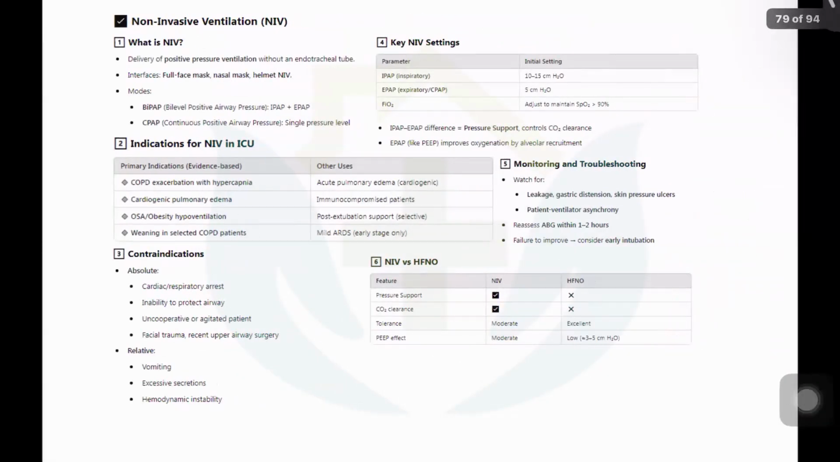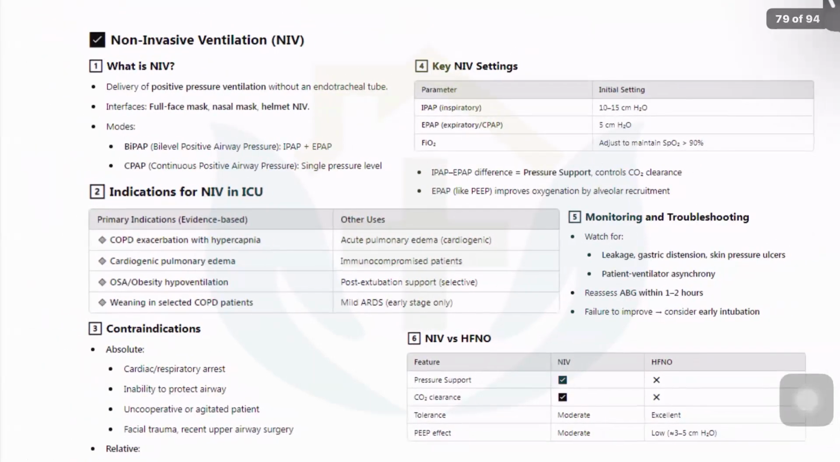Okay. So why NIV? What is NIV? So NIV basically is a positive pressure ventilation, but without an endotracheal tube. Full face mask, helmet NIV, all of them are there. BiPAP and CPAP are there. Bi-level is where you have an IPAP and an EPAP and you have to adjust them accordingly. EPAP is basically PEEP in an intubated patient and IPAP is a pressure support in case of an intubated patient. CPAP means that there is no bi-level, there is no EPAP, there is no IPAP. It's just a constant, continuous positive airway pressure level, single.